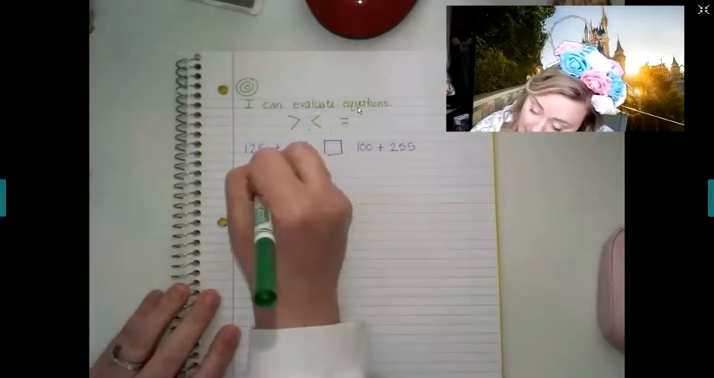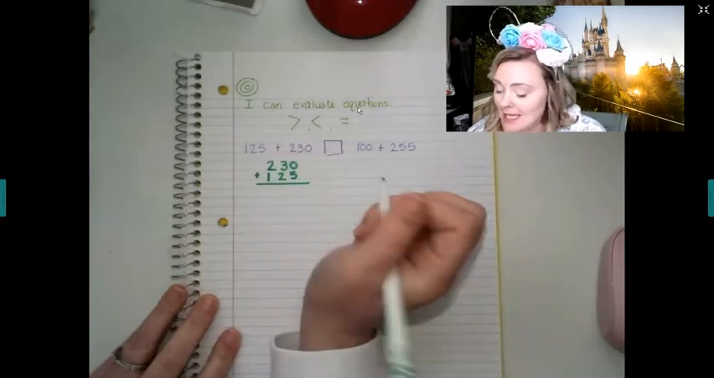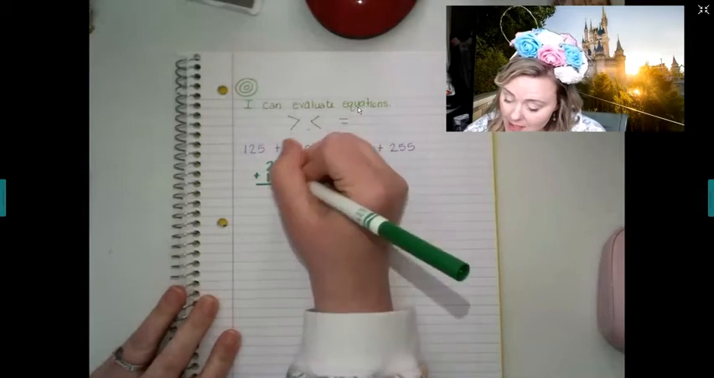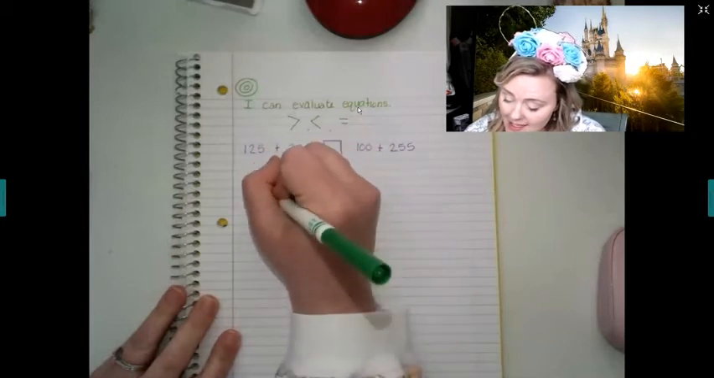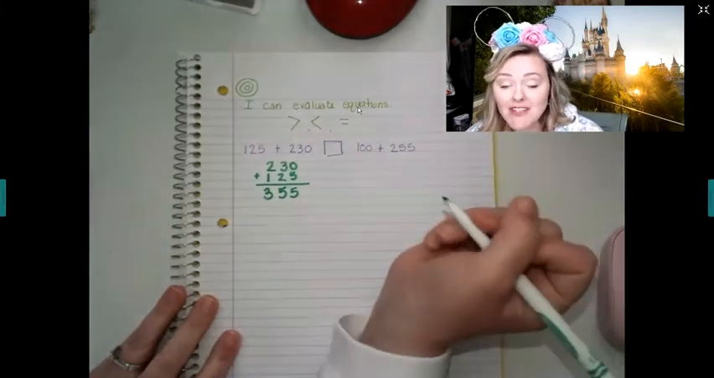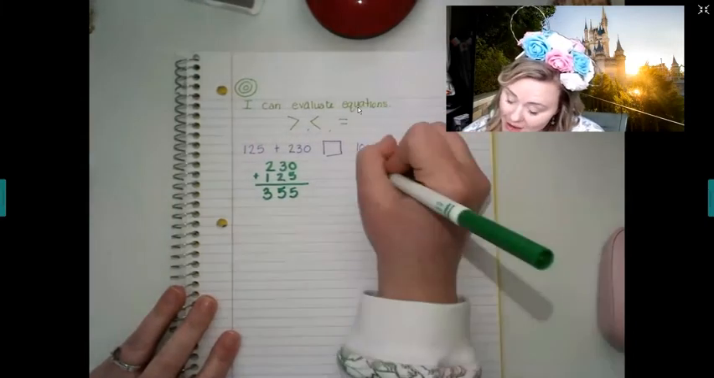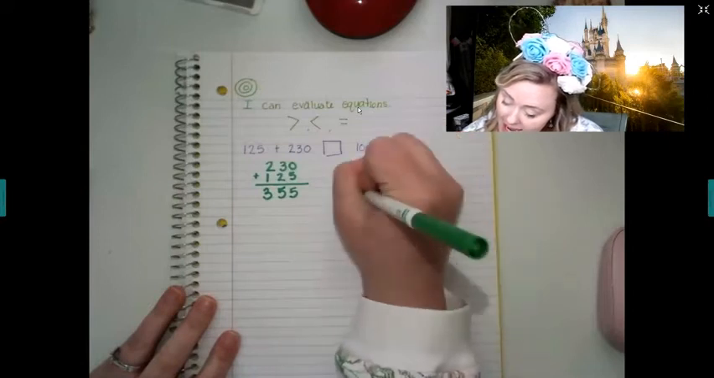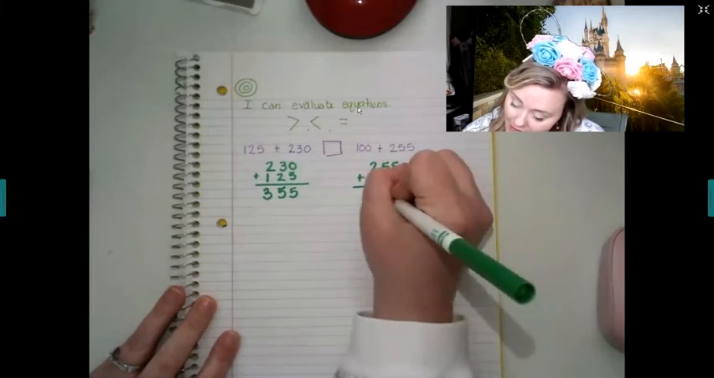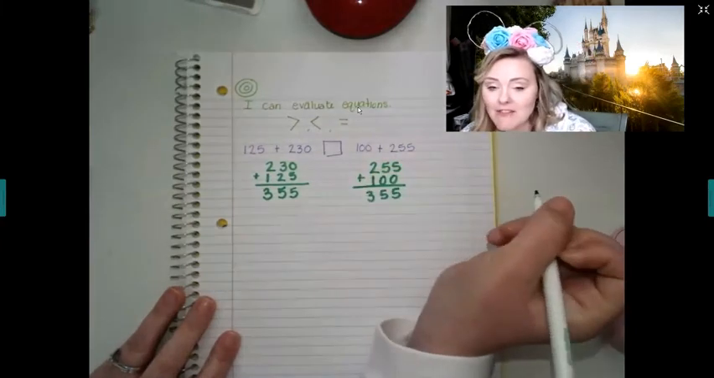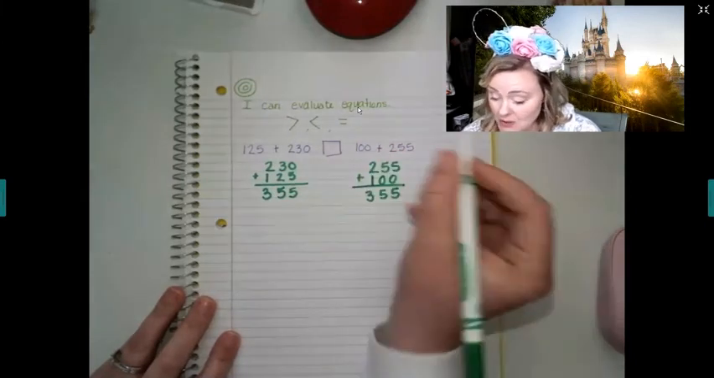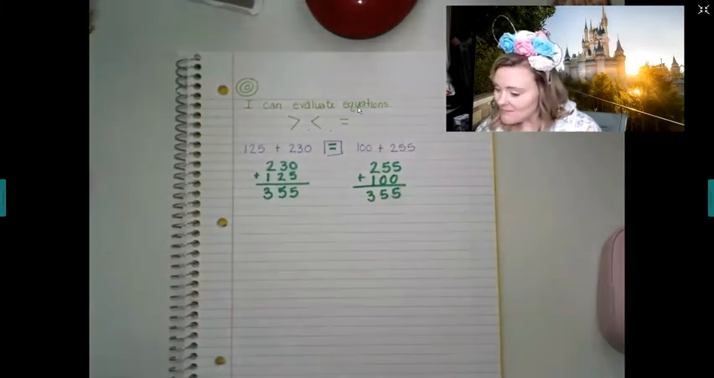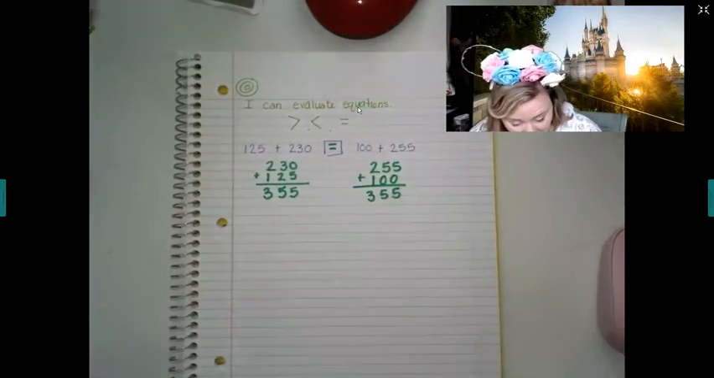The commutative property says that we can add in any order and get the same sum. So I start in the ones place first. 0 plus 5 is 5, 3 plus 2 is 5, and 2 plus 1 is 3. So I have 355 on one side, and then on the other side, we have 255 plus 100, and when I add that together, 5, 3, I know that I get 355. So these equations are actually equivalent or equal to each other. Okay. Let's go to another one in this section.